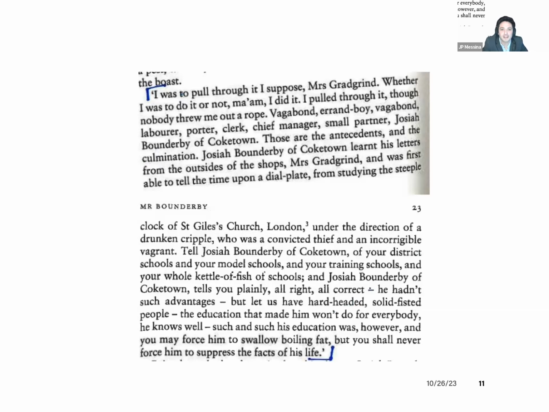And in another representative passage, you see him doing exactly this. So in a conversation with Mrs. Gradgrind, Bounderby says, "I was able to pull through it all, I suppose. Whether I was to do it or not, ma'am, I did it. I pulled through it, though nobody threw me a rope. Vagabond, errand boy, vagabond, laborer, porter, clerk, chief manager, small partner, Josiah Bounderby of Coketown. These are the antecedents and the culmination. Josiah Bounderby of Coketown learnt his letters from the outside of the shops, Mrs. Gradgrind, and was first able to tell the time upon a dial plate from studying the steeple clock of St. Giles's Church, London, under the direction of a drunken cripple who was a convicted thief and an incorrigible vagrant."